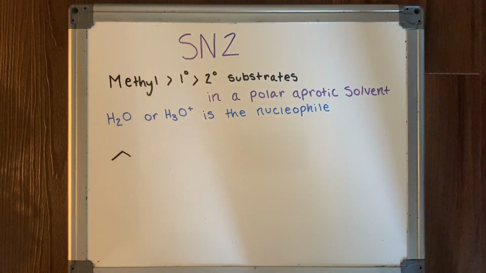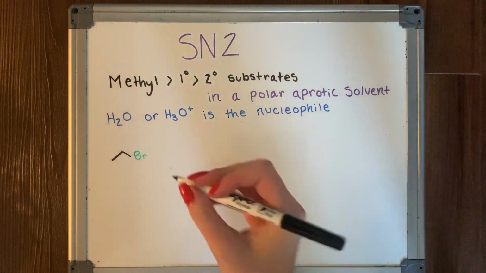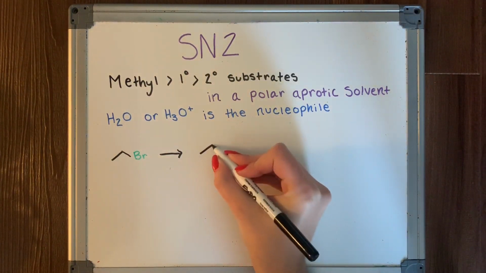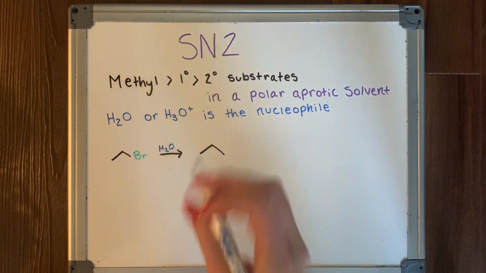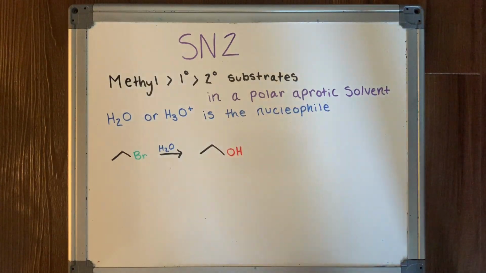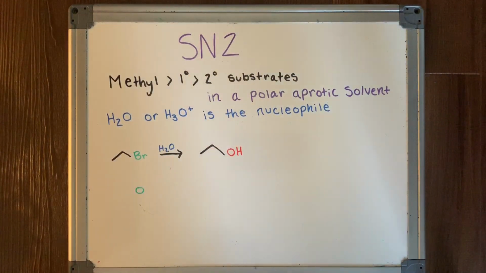Following SN1, we have SN2, another substitution mechanism. Of course, SN2 is a concerted process, whereas SN1 is not. SN2 reacts best on methyl and primary substrates, but it does react on secondary substrates as well. It occurs in a polar aprotic solvent, and in this case, water or H3O+ is the nucleophile.